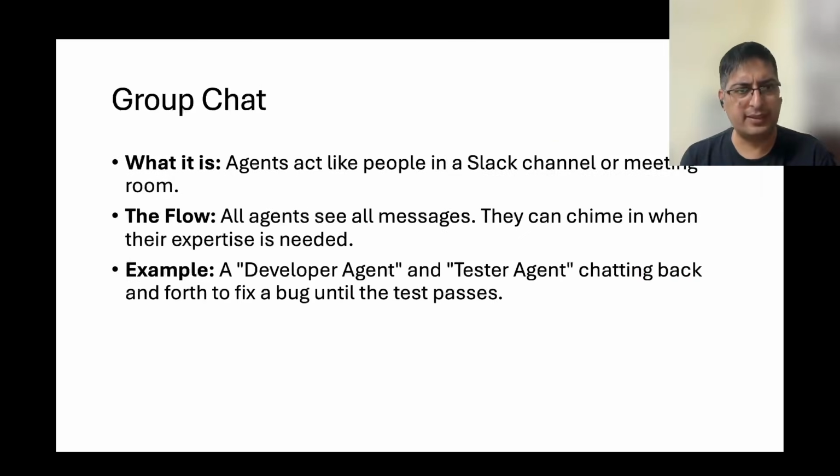Next one is the group chat design pattern. Assume there is a group chat between the agents. They will talk with each other and solve the problem. In this situation, each agent is very clear about their role, but the task is common for all the agents. There is no segregation like, okay, this developer will do this task and then hand off to another. They work together to achieve the goal. For example, a developer agent and a tester agent will get into a chat.